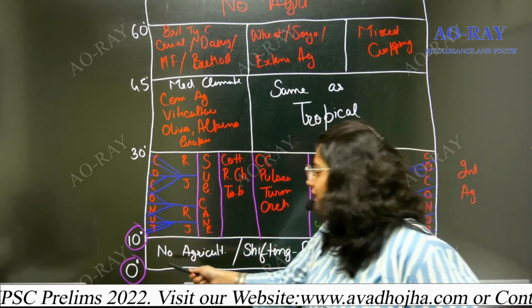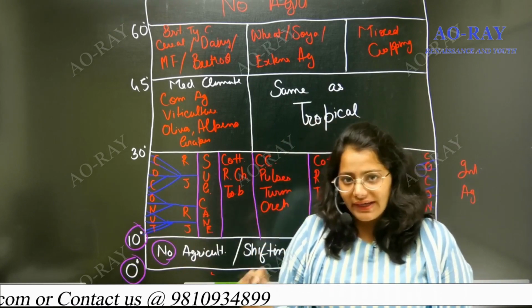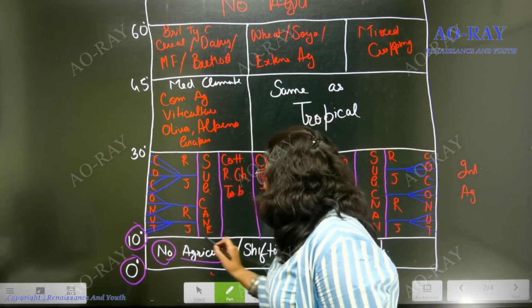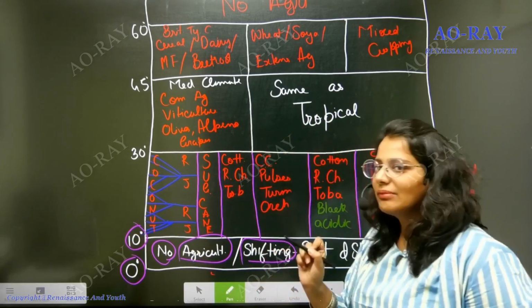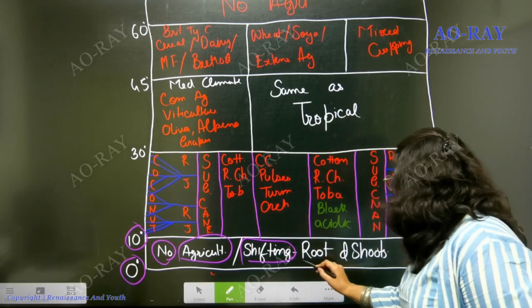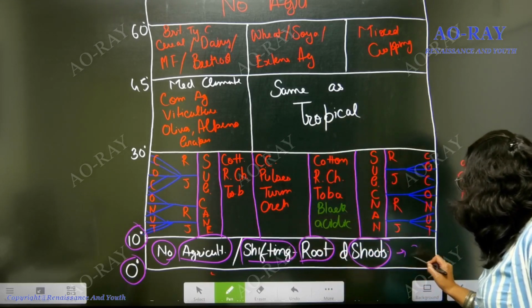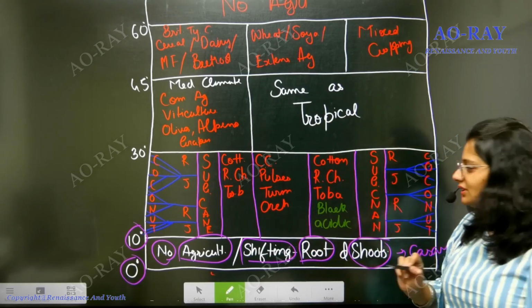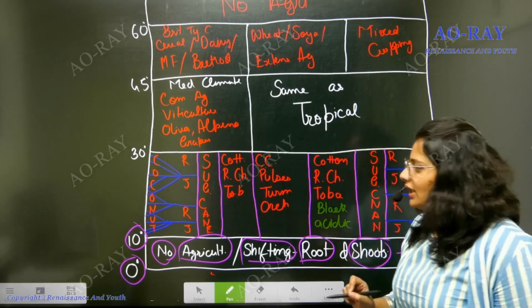So at 0 to 10 degree, there is no agriculture, meaning forests are very, very dense and rainfall is very, very intense, so there is almost no agriculture. Only shifting agriculture is practiced by tribes, which is again mostly roots and shoots, especially cassava. You have read in your African chapters that cassava is very much grown in those areas.